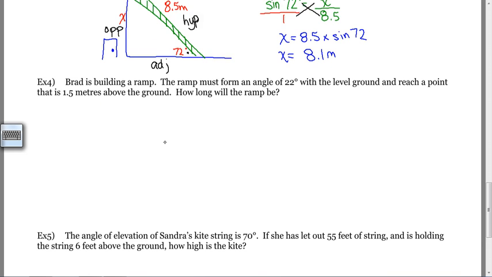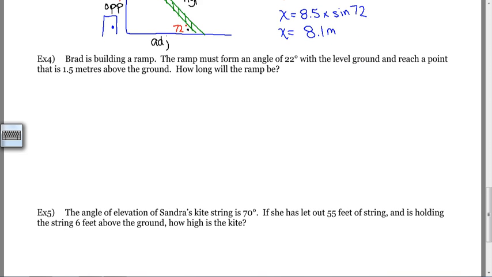Alright, next one. Brad is building a ramp. The ramp must form an angle of 22 degrees with the level ground and reach a point that is 1.5 meters above the ground. How long will the ramp be? So let's draw a ramp. Not very straight, but that's okay.